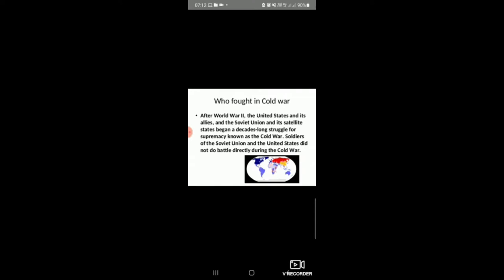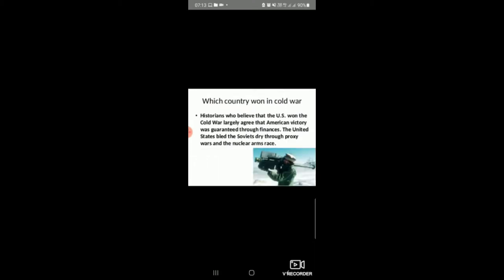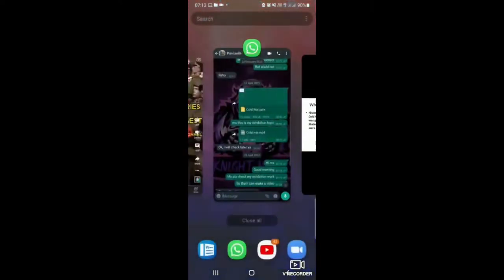Who fought in Cold War? After World War II, the United States and its allies and the Soviet Union and its satellite states began decades of hunting. Which countries won in Cold War? Historians who believe the US won in the Cold War largely agree that American victory was achieved through finances.